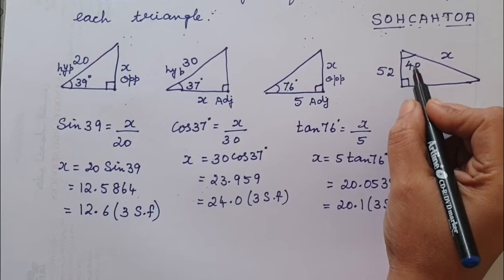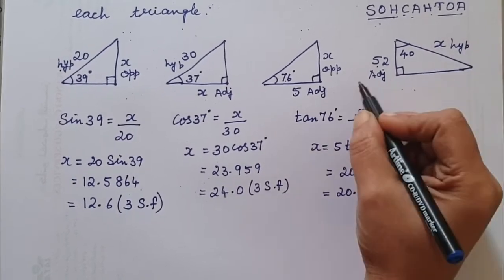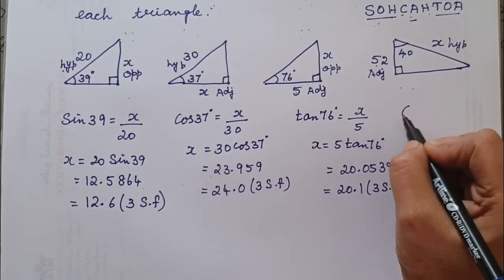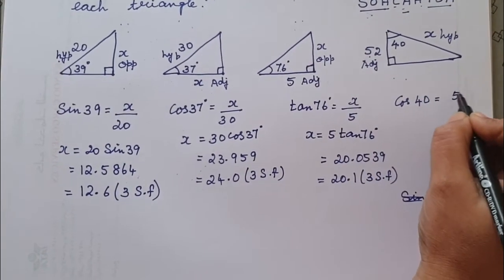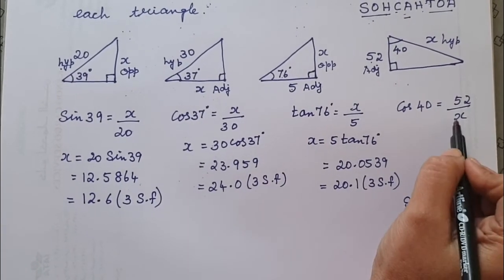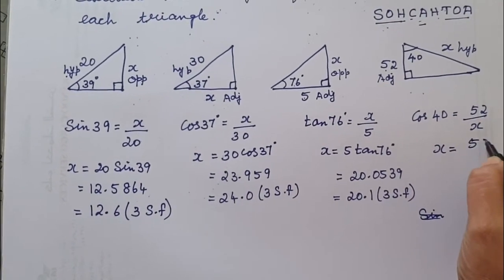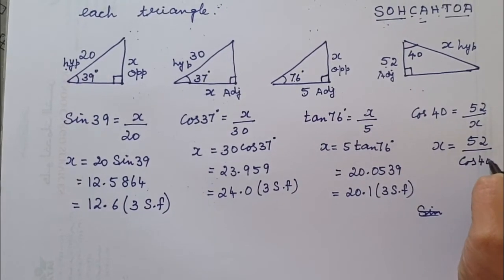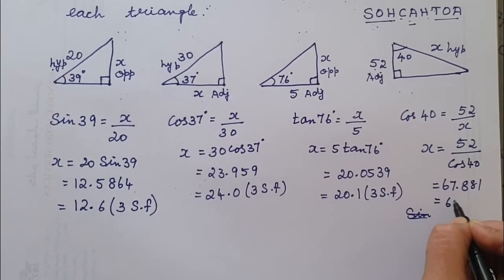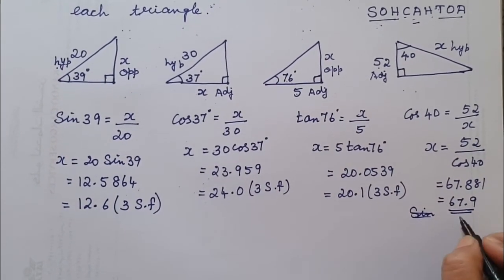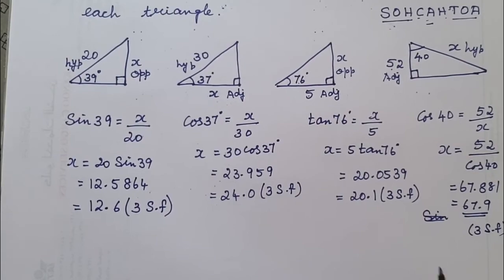Then the last one. The angle is given, so this is the adjacent side and this is the hypotenuse. Adjacent and hypotenuse goes with cos, so cos 40 equals adjacent, which is 52, over hypotenuse, which is x. Now when we cross multiply, x goes over here and cos 40 comes down, so x will be equal to 52 over cos 40, which gives us 67.881, which is equal to 67.9, also to 3 significant figures. Always give your answers to 3 significant figures.